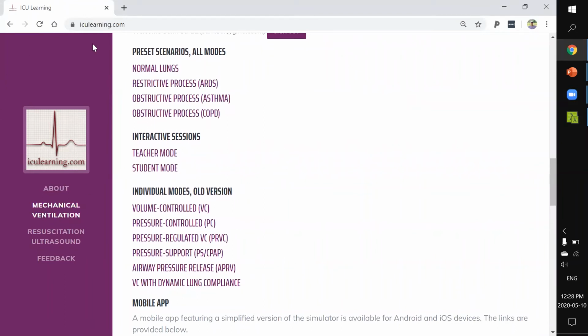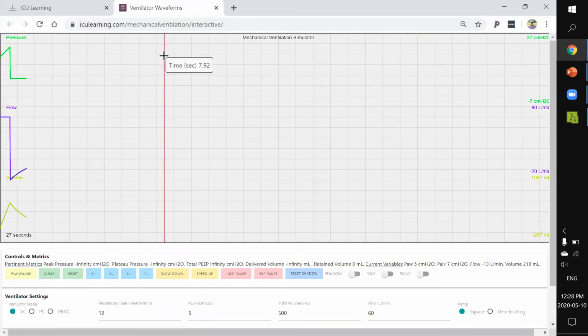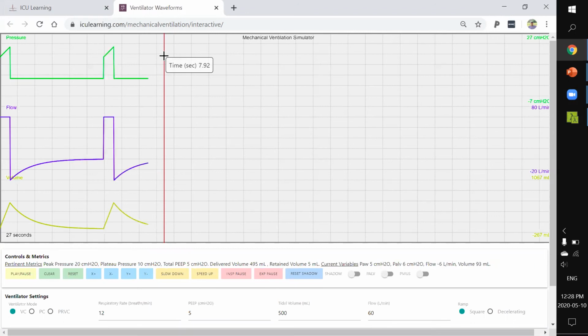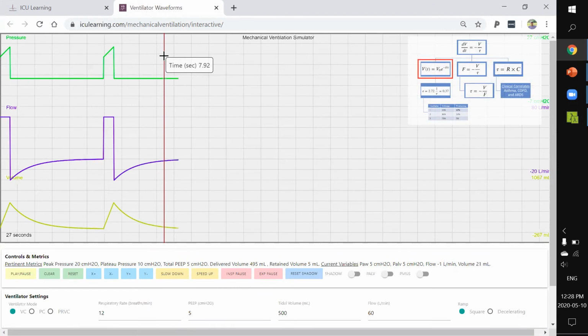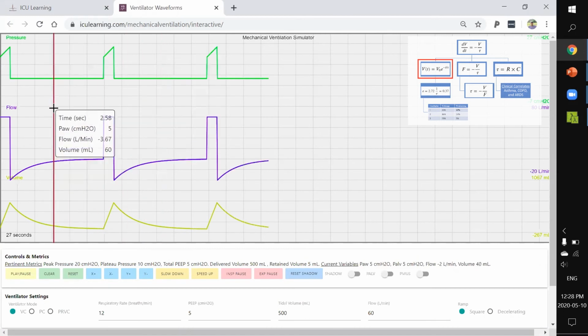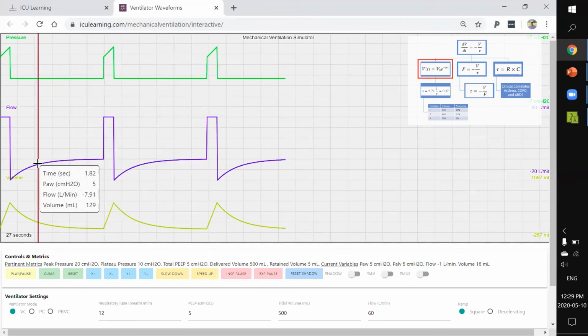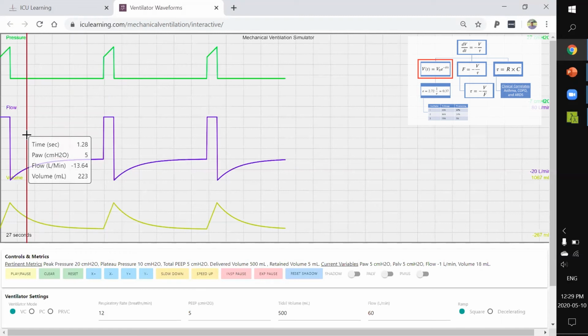So I'm going to the website iclearning.com, and then I'm going to go to a normal lung scenario. What you see here are the mechanical ventilation waveforms, and we are going to calculate the tau using 2 methods. The first method is going to be using the tables that were provided in the previous presentation. I will pause the simulation, and then I'm going to pick the first waveform.